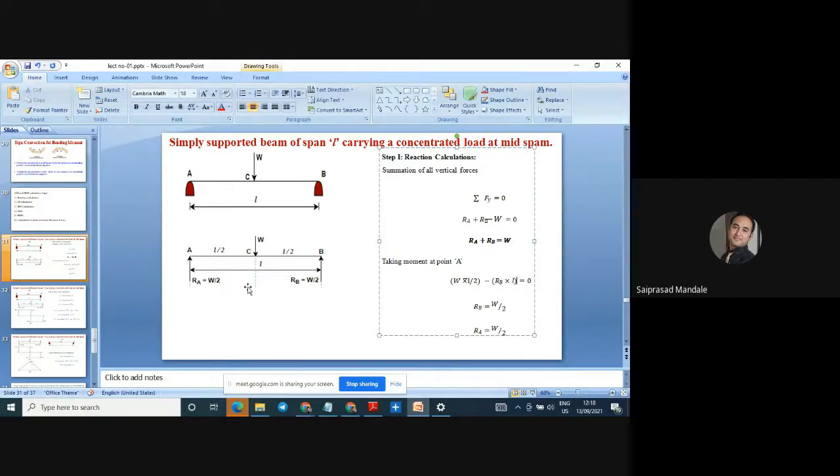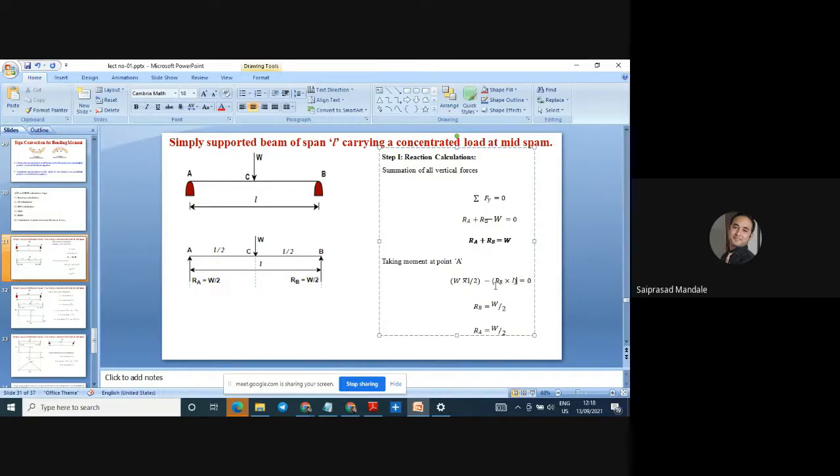W is moving towards the A in the clockwise direction. So here it is W into L by 2, that is plus W into L by 2. But RB is moving in the anti-clockwise direction, so it is RB into total L. So RB into L is equal to 0, as the summation of moment at any point is equal to 0.